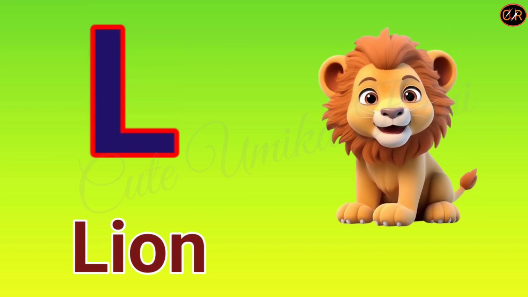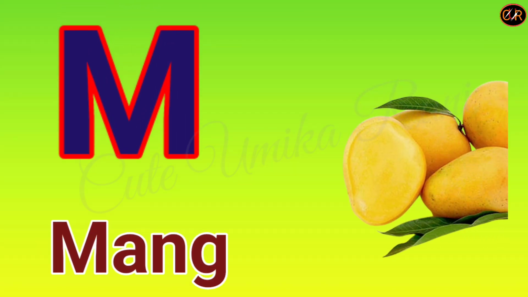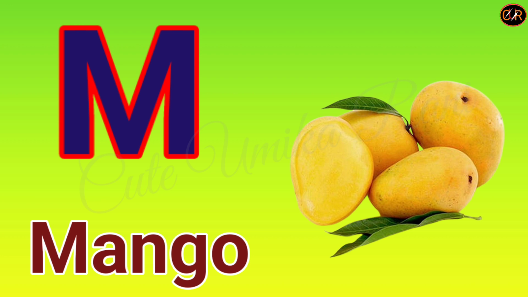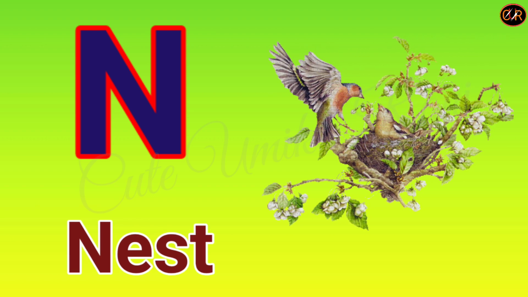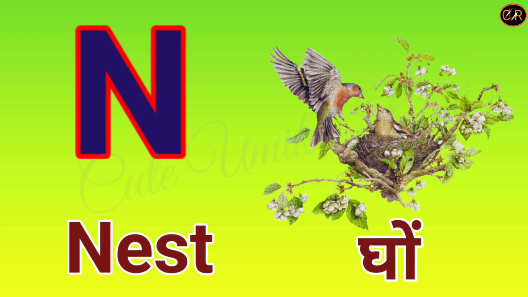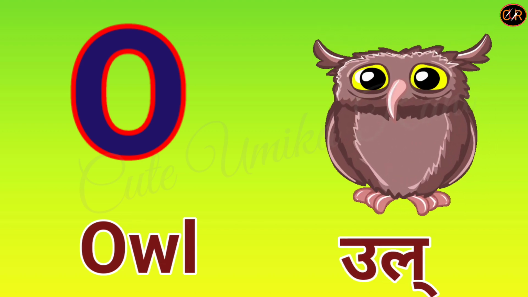L for lion. Lion means chain. M for mango. Mango means arm. N for nest. Nest means kotla. O for owl. Owl means ullu.